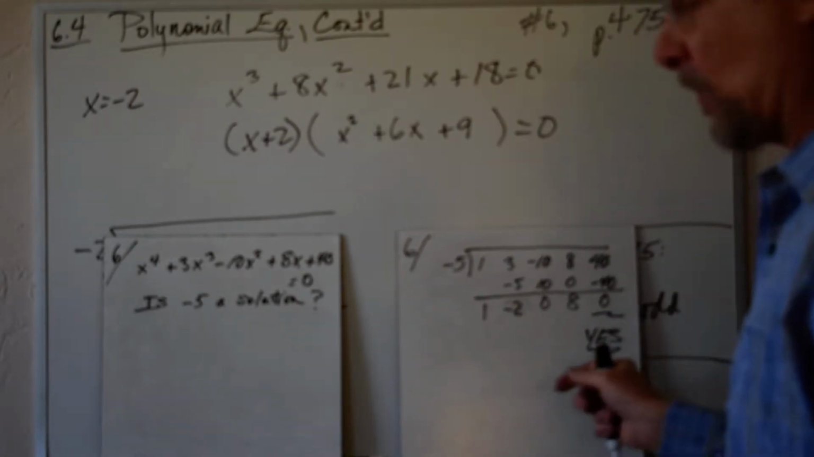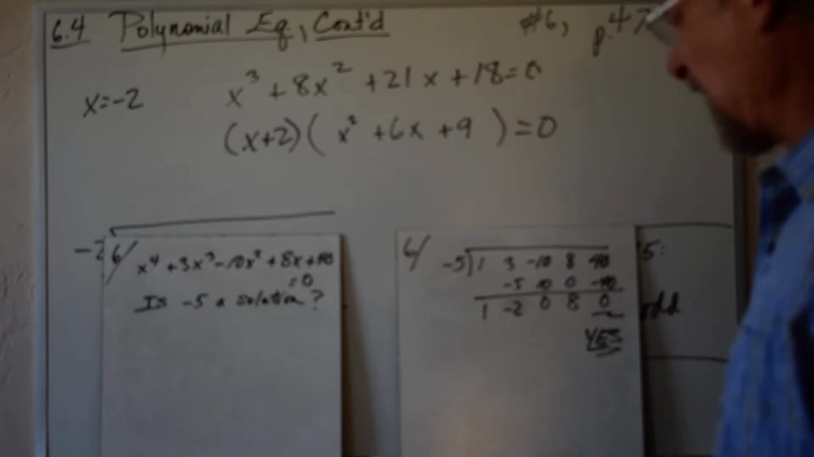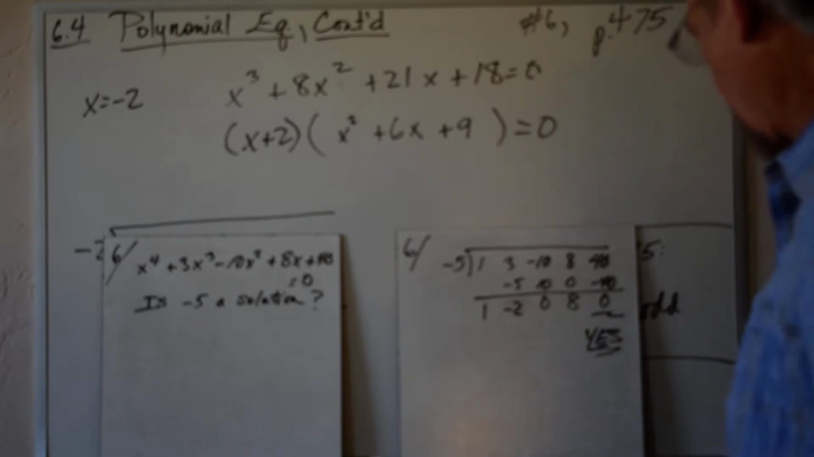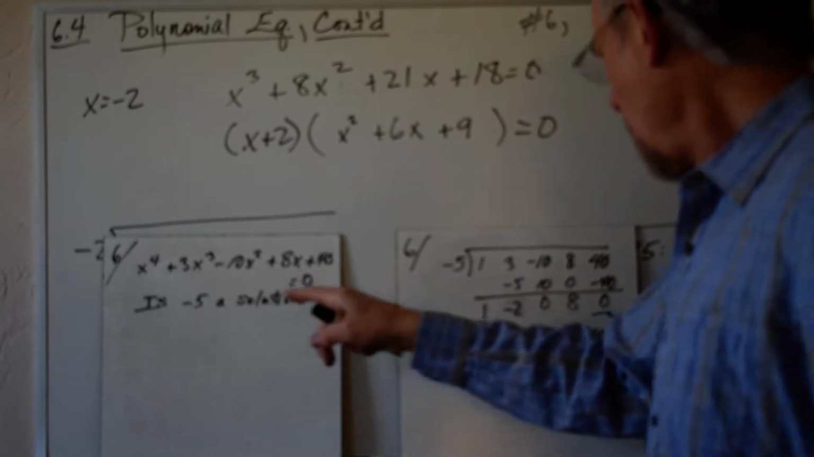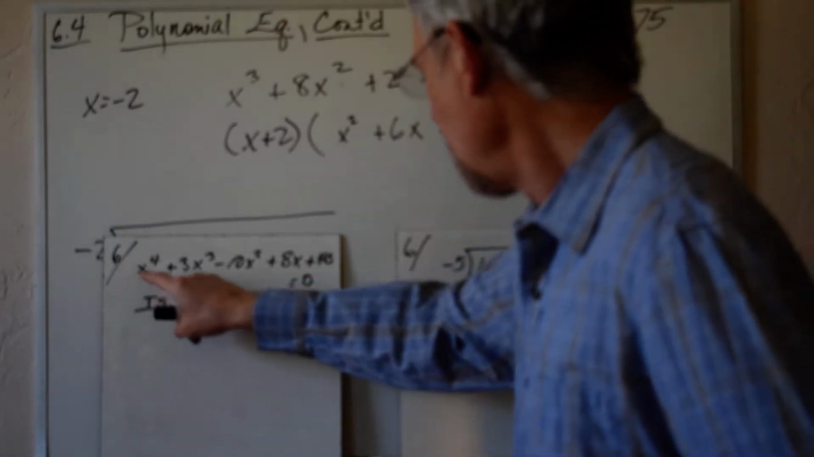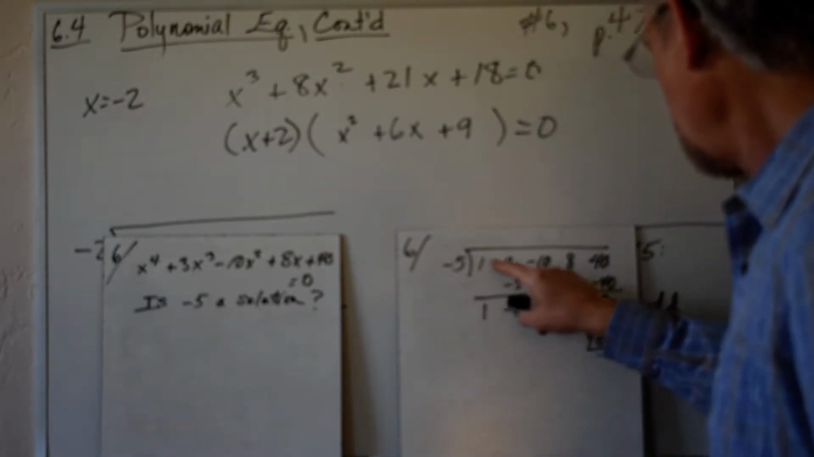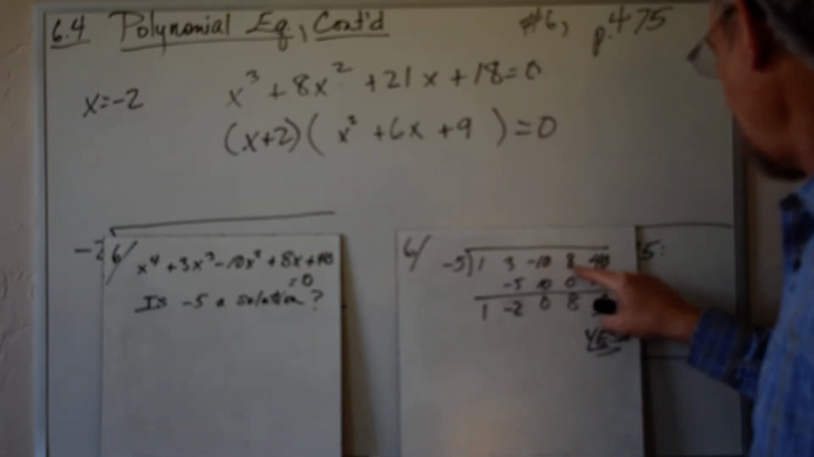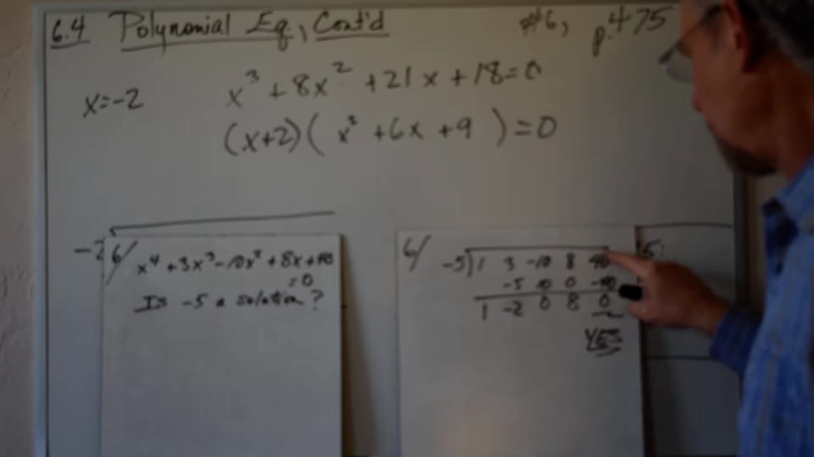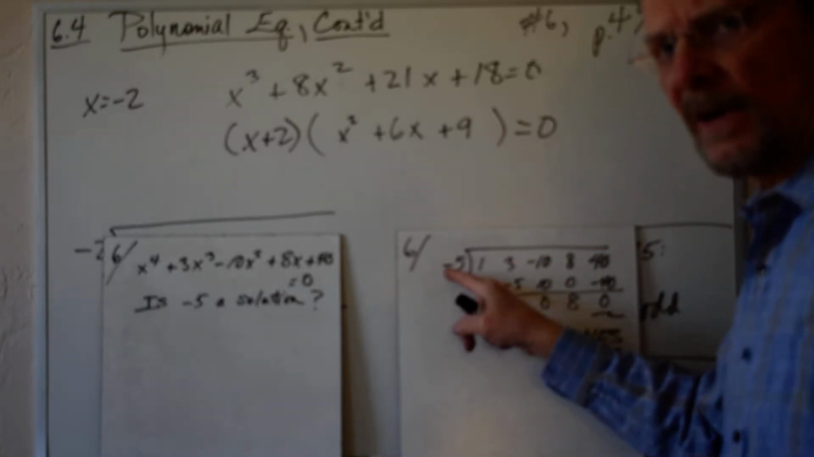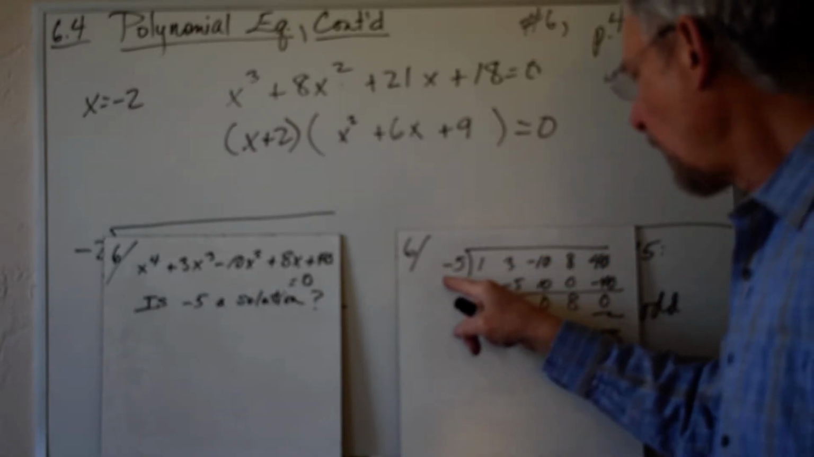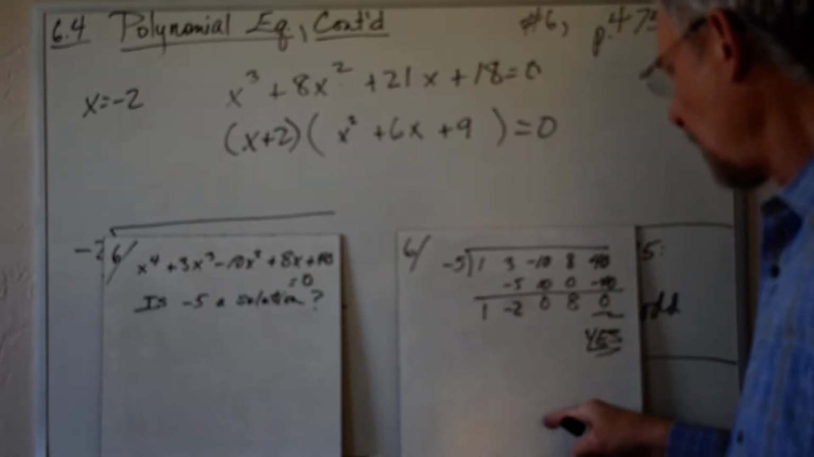We're also asked to do it with synthetic division, so let's do it that way, and it turns out it'll save us a bunch of work. Here are my coefficients: 1, 3, negative 10, 8, 40. To see if negative 5 is a solution, I divide into that using synthetic division.